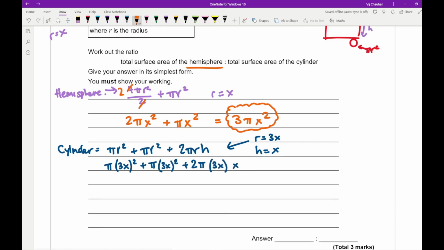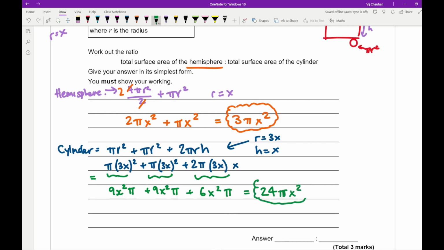Now this looks awfully messy, so let's just neaten all of this up. So here I'm going to end up with this bit, which is going to give me 9x squared pi. This is going to give me exactly the same, which is 9x squared pi. And simplifying this bit here, I'm going to get 2 times 3, which is 6 pi. X times x, which is x squared, and I've got a pi. So collecting the like terms again, I end up with 24 pi x squared. And that there is the surface area, or the total surface area of the cylinder.